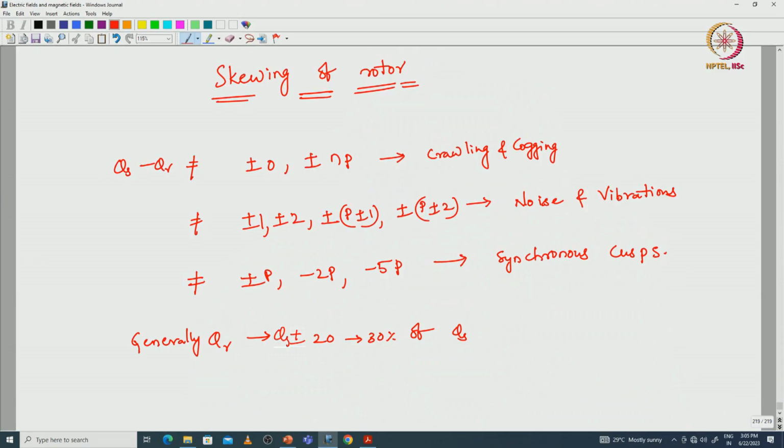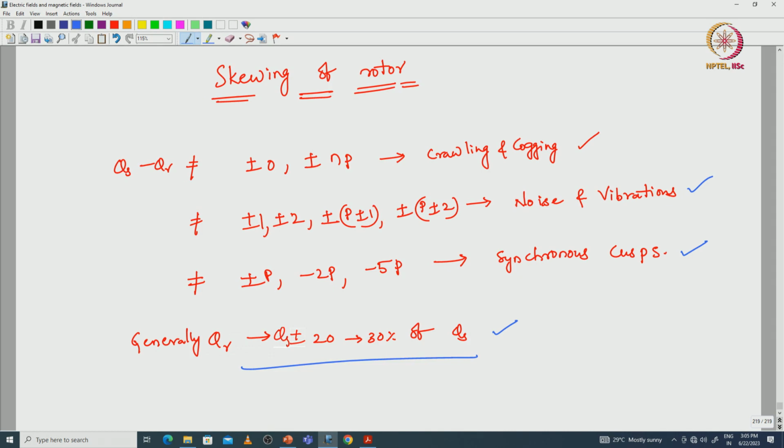Like to select the number of rotor slots, the empirical formulas that we have discussed in the earlier lectures, I have summarized here. To minimize the crawling and cogging effects, we have to select the number of rotor slots where the difference should not be equal to plus or minus 0 and plus or minus NP. Similarly, for avoiding the noise and vibrations and synchronous cusps, the empirical formulas are like this. The generalized equation we can consider: QR equals QS plus or minus 20 to 30% of stator number of slots, to minimize all these kinds of effects.